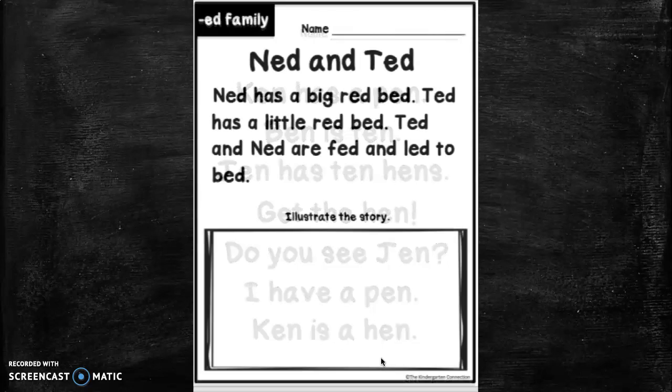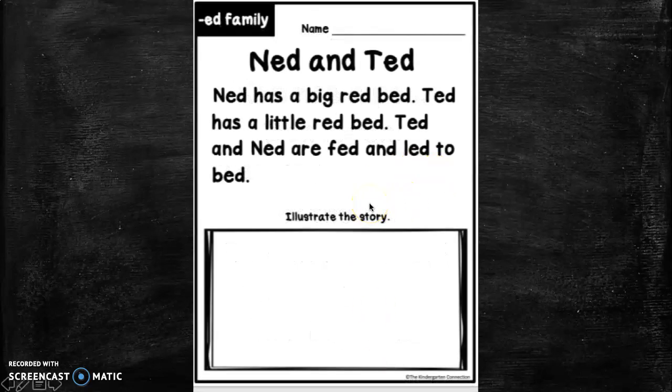And then your second job is, remember also we did this in class, we used to read this passage and then we had to draw what was said in the passage, okay? So let's read it together. Ned and Ted. So obviously there is a boy named Ned and a boy named Ted. Ned has a big red bed. Ted has a little red bed. Ted and Ned are fed and led to bed.